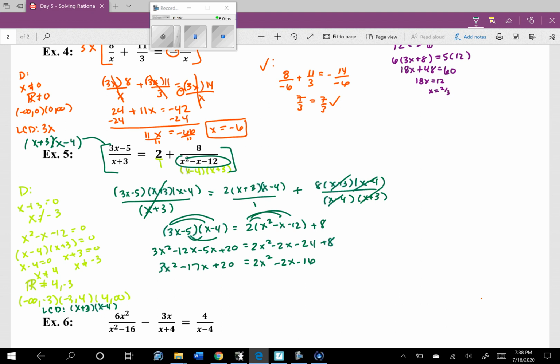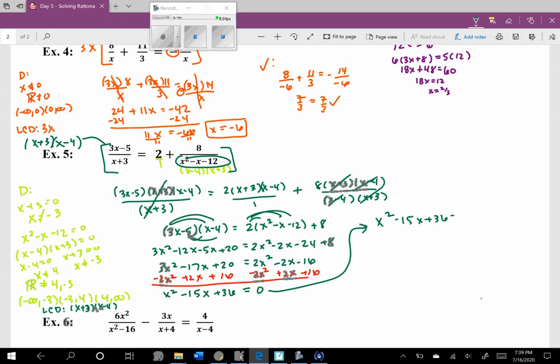this equal to 0. I don't like working with negative quadratic terms, so I'm going to subtract the right side to the left side. So minus the 2x squared plus the 2x, and then add the 16. So when I do that, that gives me x squared minus 15x plus 36 is equal to 0. Go over here. So x squared minus 15x plus 36 equals 0.